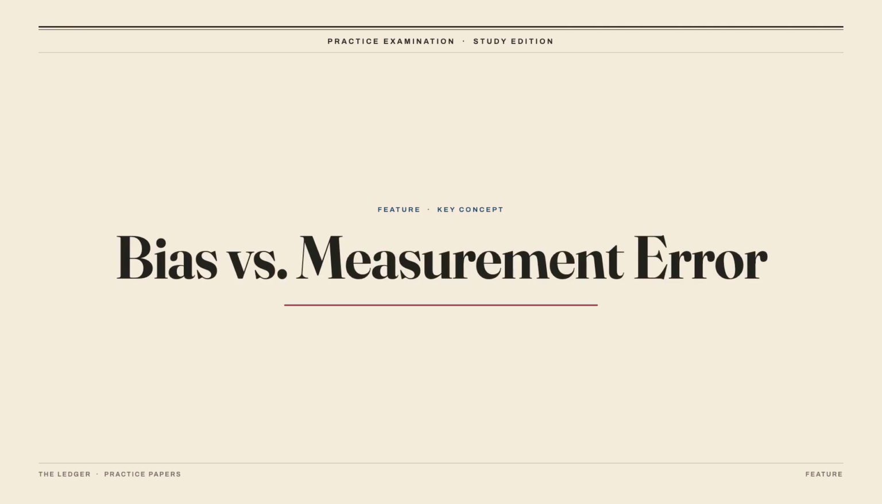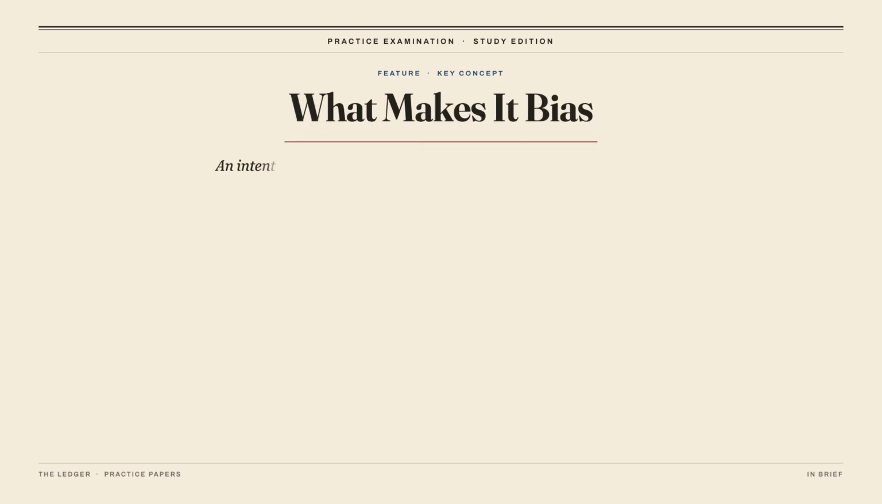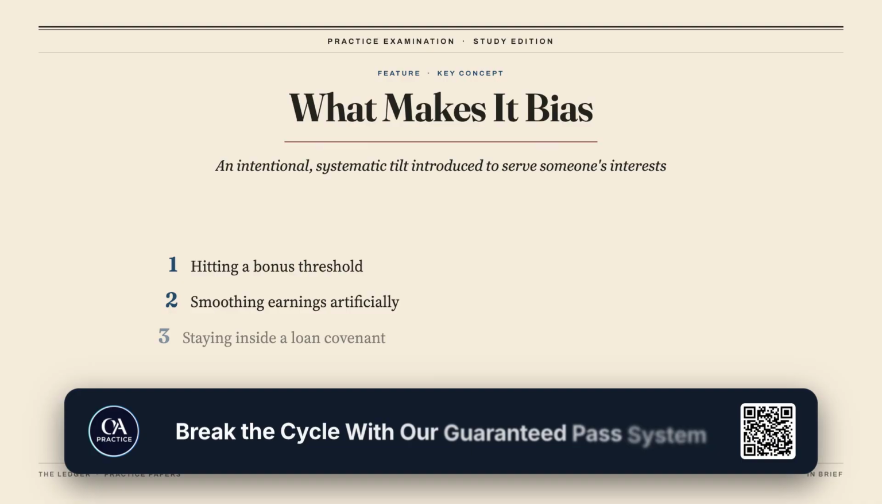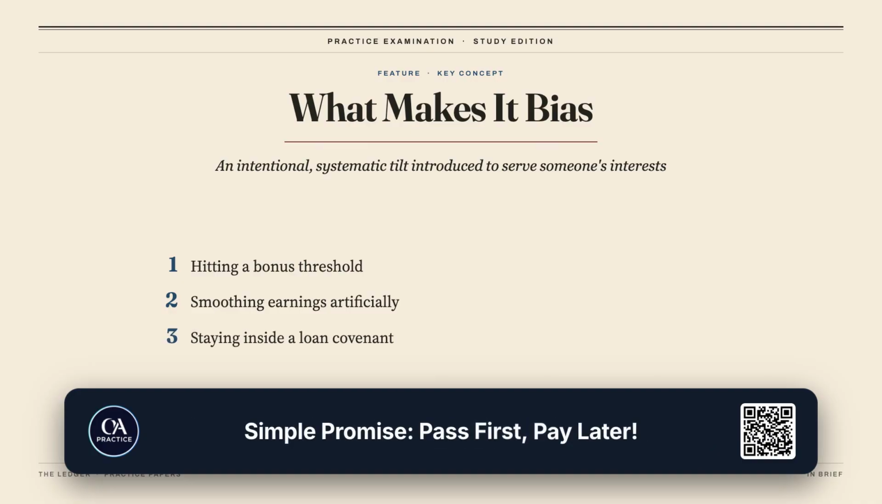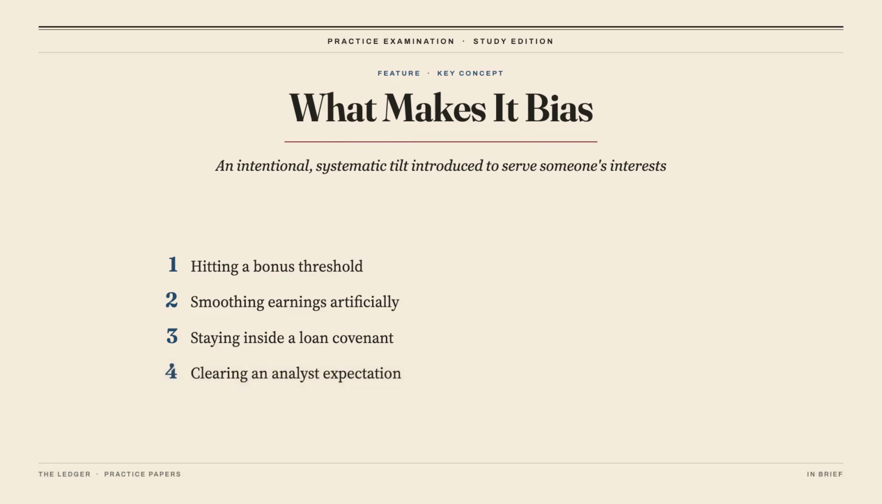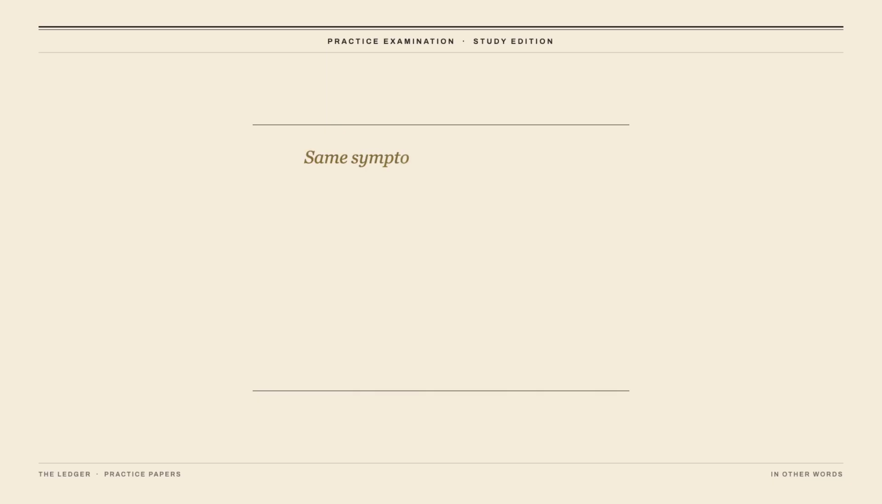A CFO who delays a known expense to hit an earnings target has done something very different from an honest estimate that simply missed. The number wasn't hard to get right. It was gotten wrong on purpose. That deliberate choice is the entire story. Bias is a deliberate, systematic tilt in a reported number chosen because it serves management's aims. Their motives are familiar: hitting a bonus threshold, smoothing earnings, staying inside a loan covenant, or clearing an analyst expectation. Whatever the goal, the defining trait is that the distortion was chosen.